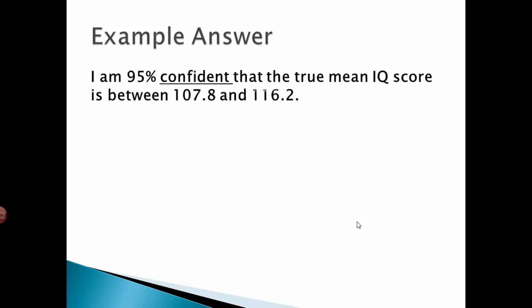So how do we write our answer for this? And now remember, I'm being very general on how we're coming up with this. We'll get a little bit more specific with that as we move on with this particular section. But the way that we would make our statement is we would say that I am 95% confident that the true mean IQ score is between 107.8 and 116.2. What we do not want to say is that I have a 95% chance of the true mean being between those two numbers. Okay? The chance is already gone.